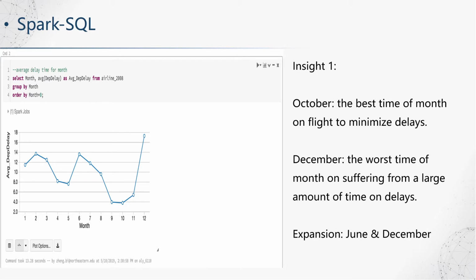First, we calculate the average departure delay time for every single month in 2008 and put all the results together. From the graph, we can see that the best month to fly to minimize delays is October, and the worst month, suffering from a large amount of delay time, is December.